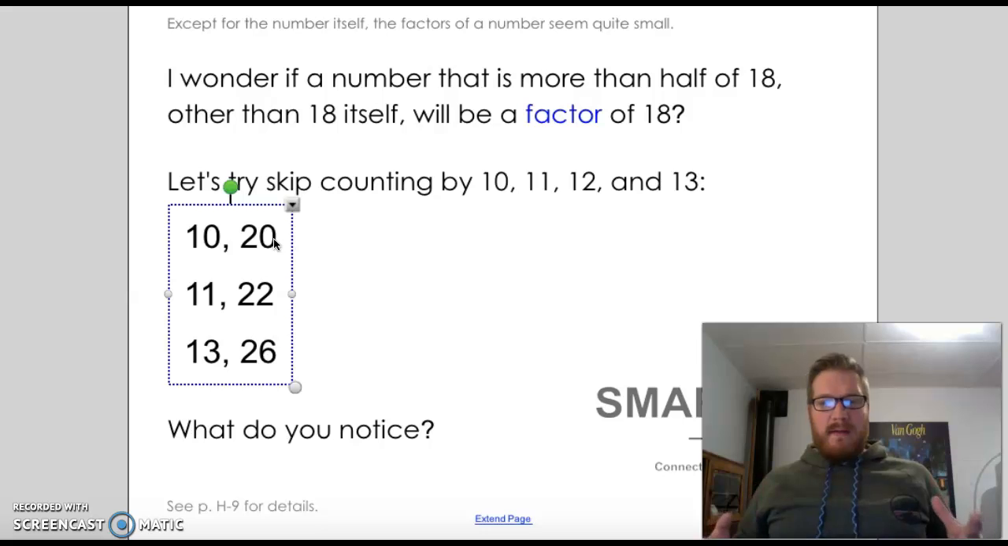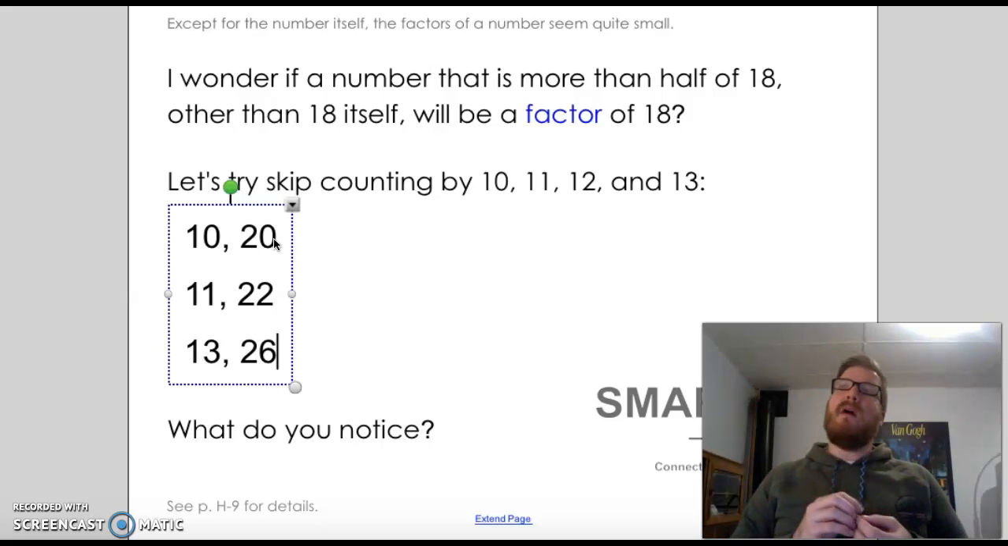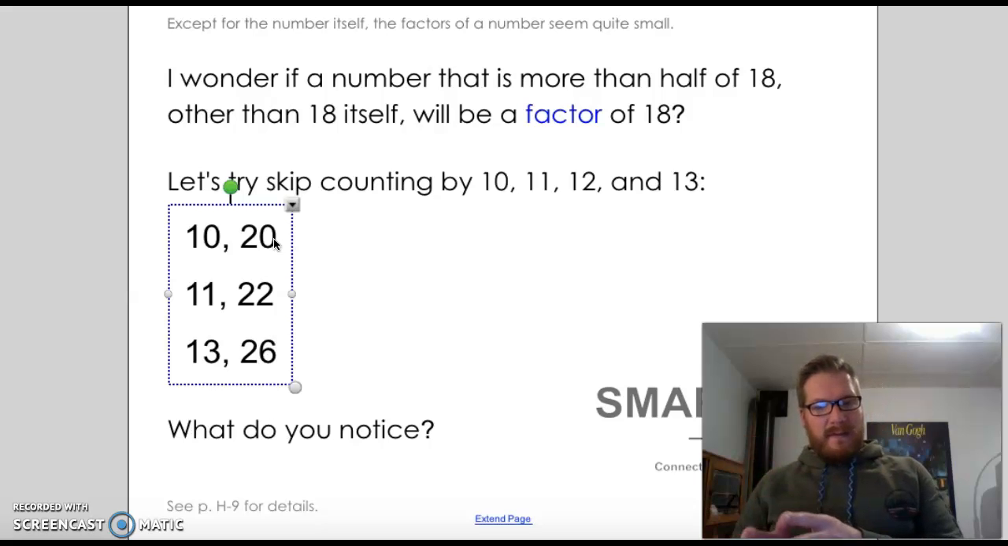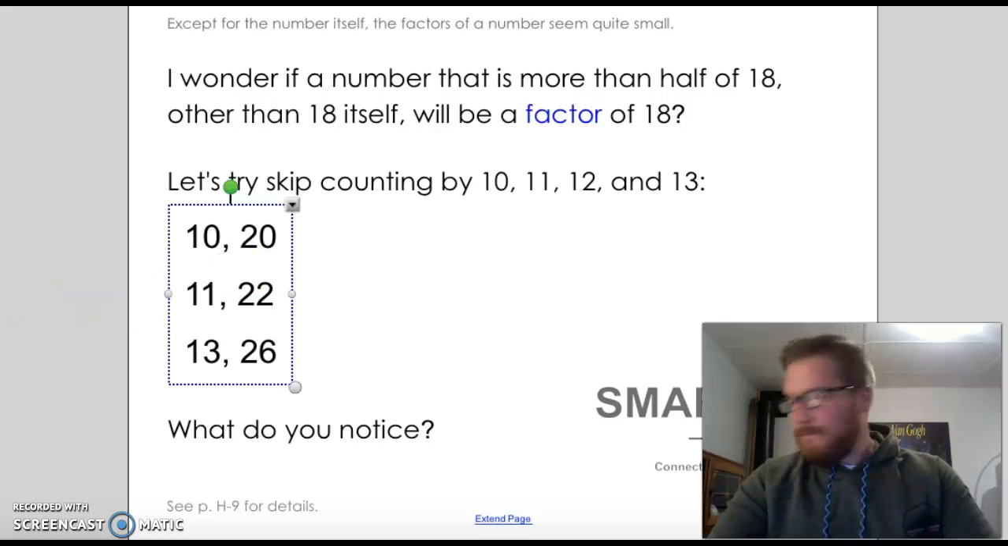And so what we should notice is that you'll never have a number other than the target number itself more than half. That's maybe oddly worded. You'll never have a factor larger than half the number except for the target number itself. Maybe that's a bit clearer. Because otherwise, the second number you skip count will get past the target number. Okay. All right.